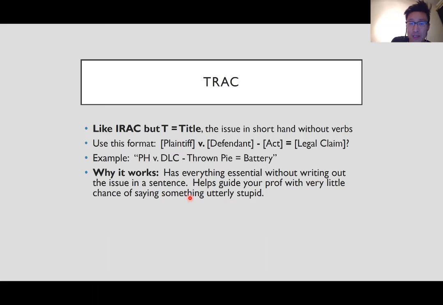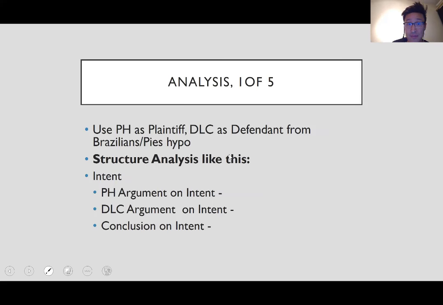It also minimizes your desire to fill this with filler words. This is quite concise and will do the job in identifying the issue, then you can move on to the rule. Now, let's turn to analysis. And there's a decent amount I have to say about that.